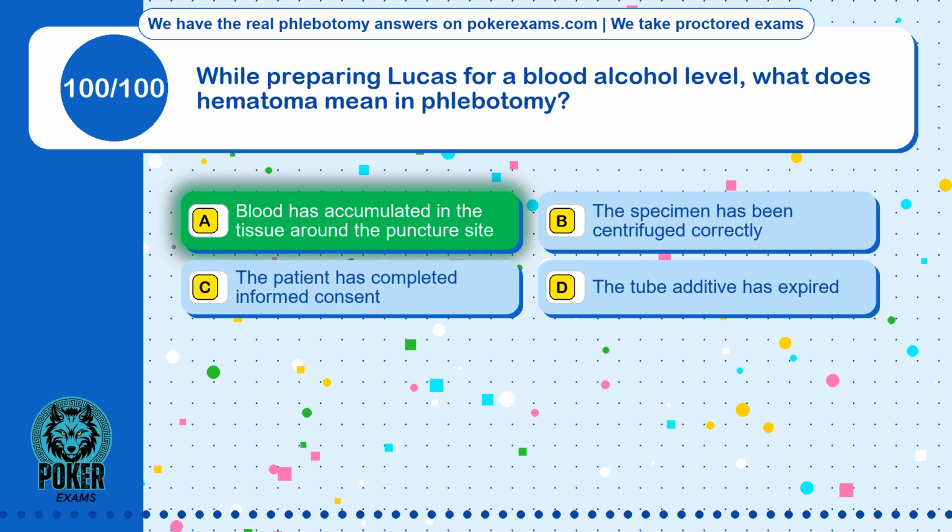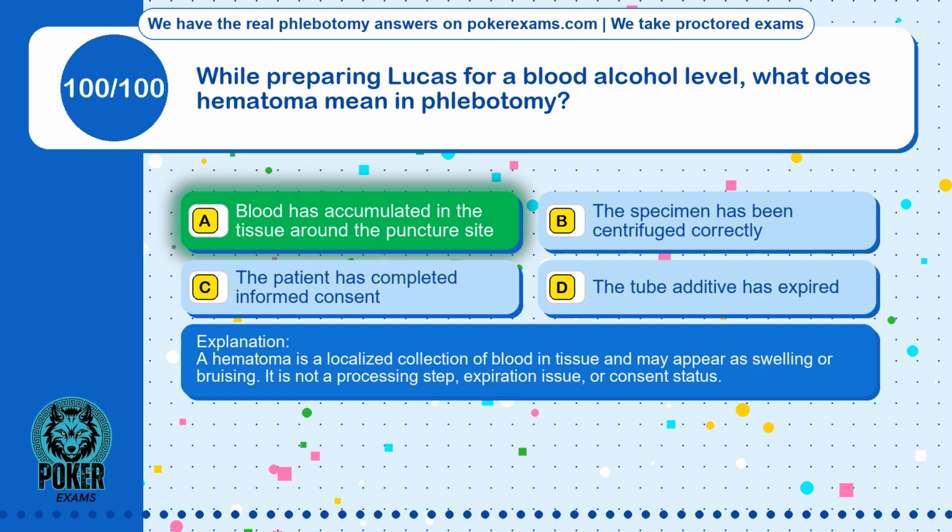Blood has accumulated in the tissue around the puncture site. A hematoma is a localized collection of blood in tissue and may appear as swelling or bruising. It is not a processing step, expiration issue, or consent status.